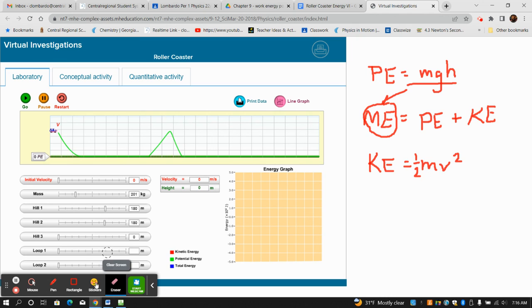Your potential will change because you're decreasing your height. So that is going to decrease, but what will increase is the kinetic energy. Why? Because our speed is increasing. Where the height is 0, all your potential energy is 0. It's converted all to kinetic.